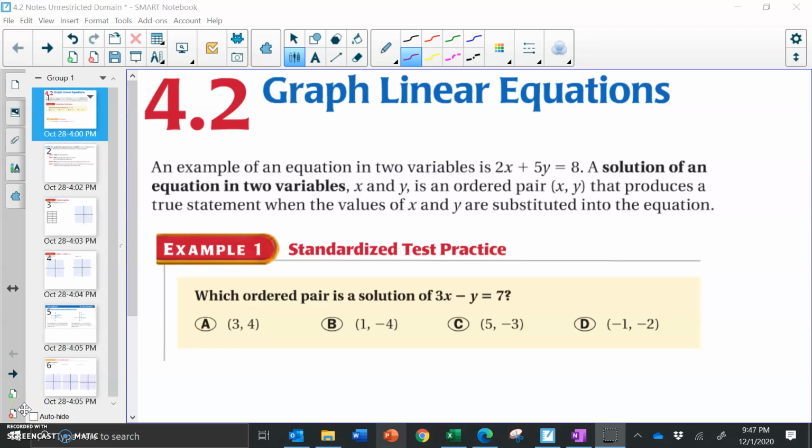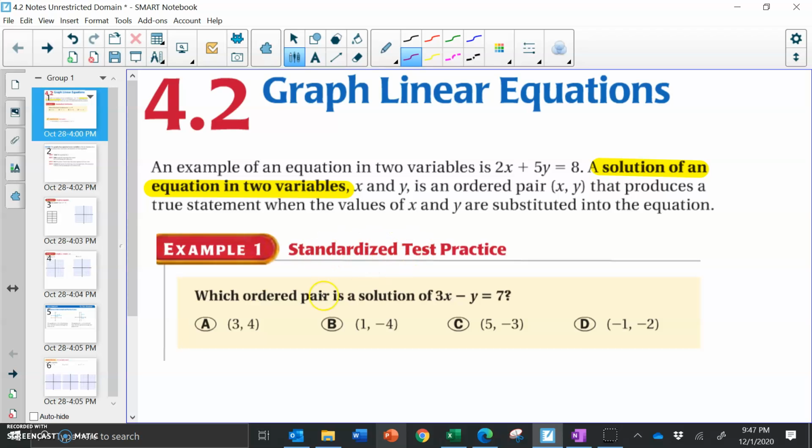Today we're going to talk about the first three examples in section 4.2, graph linear equations. An example of an equation in two variables is 2x plus 5y equals 8. A solution of an equation in two variables, x and y, is an ordered pair, x comma y, that produces a true statement when the values of x and y are substituted into the equation. So, there are many solutions to an equation in two variables.